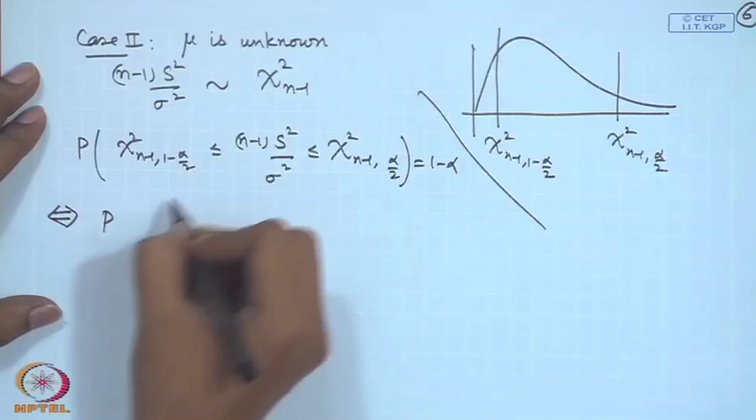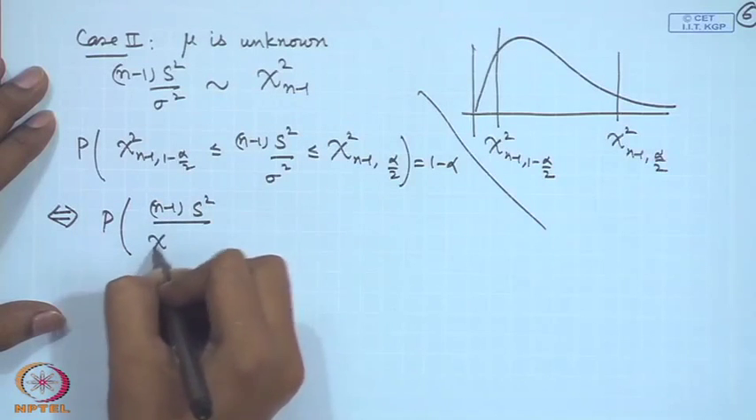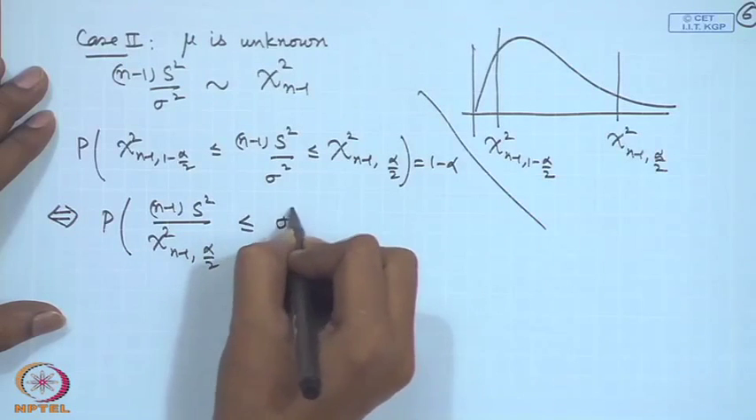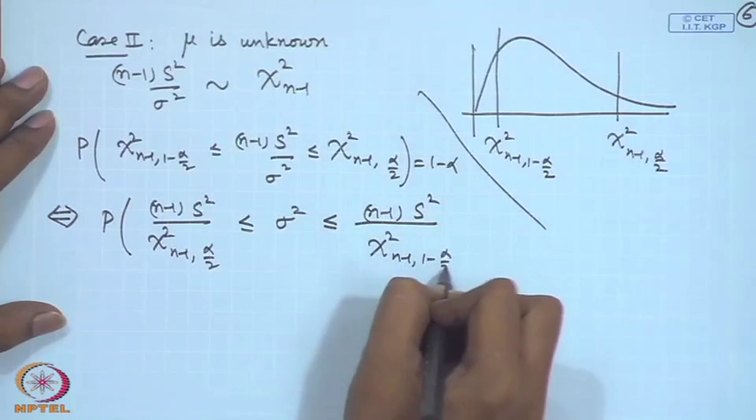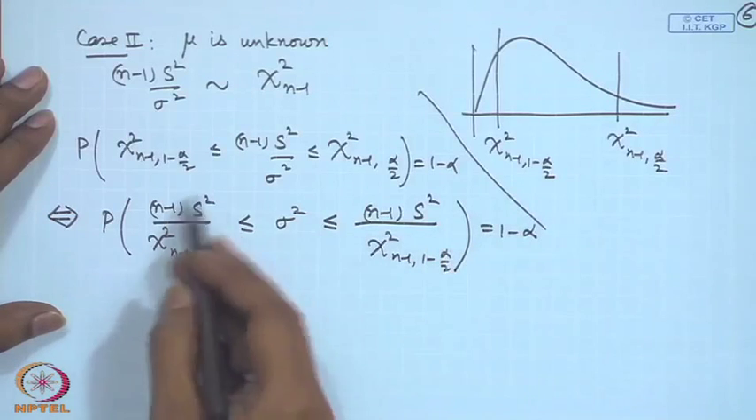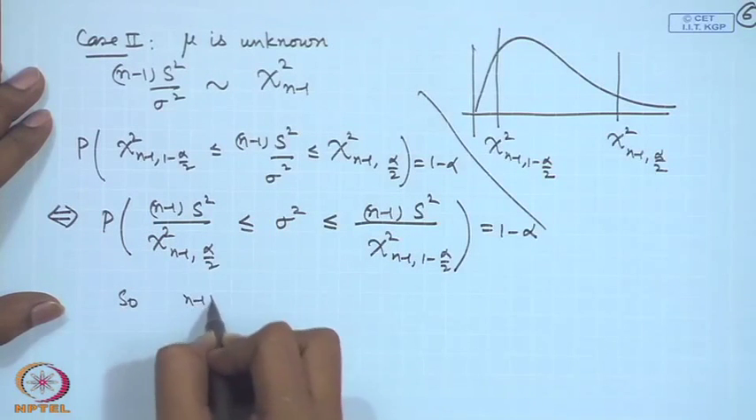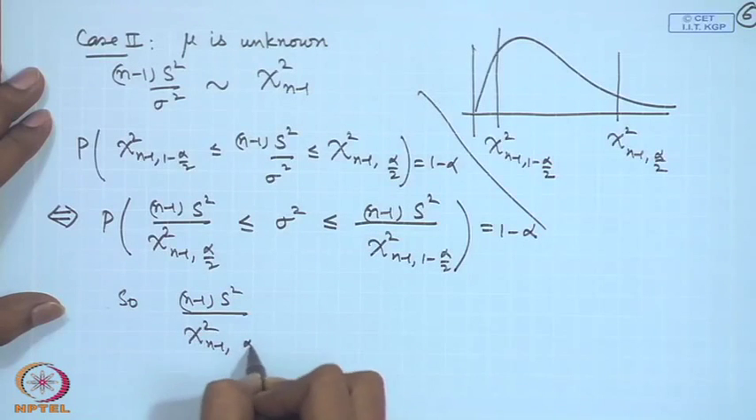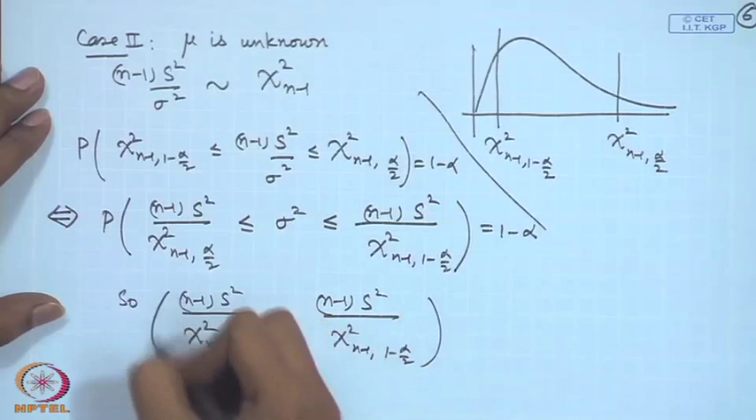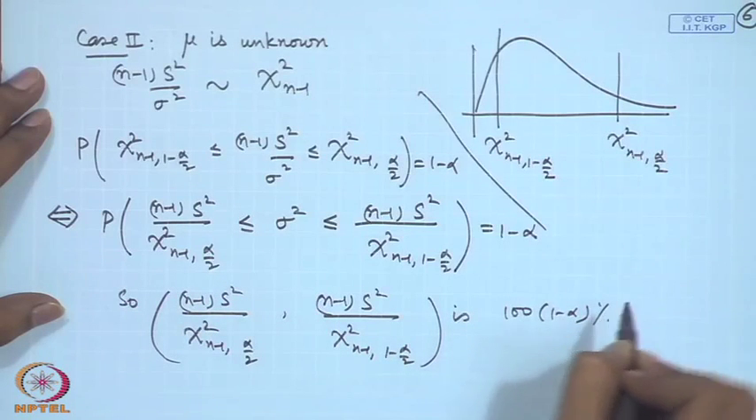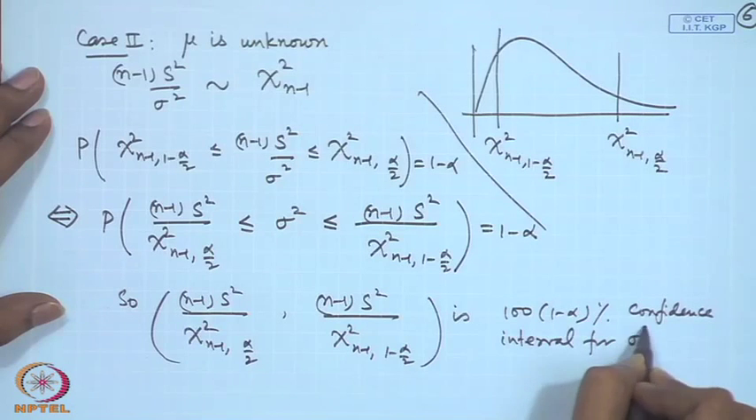So, arguing as before, this is equivalent to probability of (n minus 1) S square by chi square n minus 1 alpha by 2 less than or equal to sigma square less than or equal to (n minus 1) S square by chi square n minus 1 1 minus alpha by 2. This is equal to 1 minus alpha. So, the confidence limits for sigma square in this case turn out to be (n minus 1) S square by chi square n minus 1 alpha by 2 to (n minus 1) S square by chi square n minus 1 1 minus alpha by 2. So, this is a 100(1 minus alpha) percent confidence interval for sigma square.